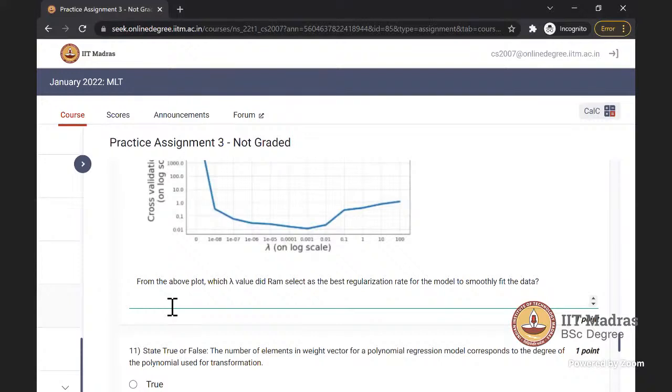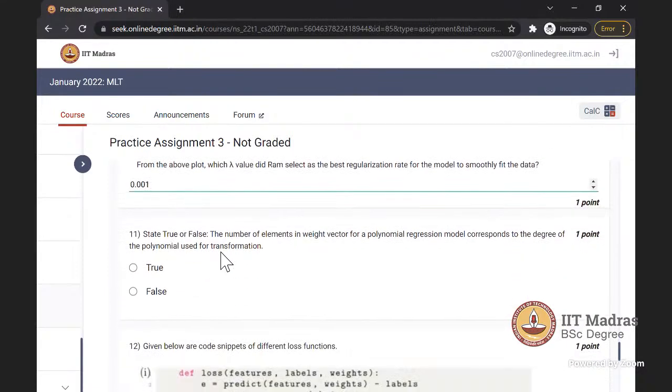Is it 10 to the power minus 3? Absolutely right. Can you tell me why is that so? Because cross-validation error is minimum and after that it's rising. Absolutely right. So the correct answer should be 0.001. Next question, state true or false?